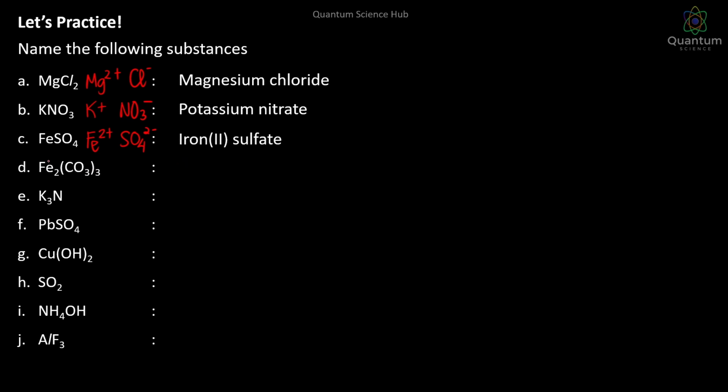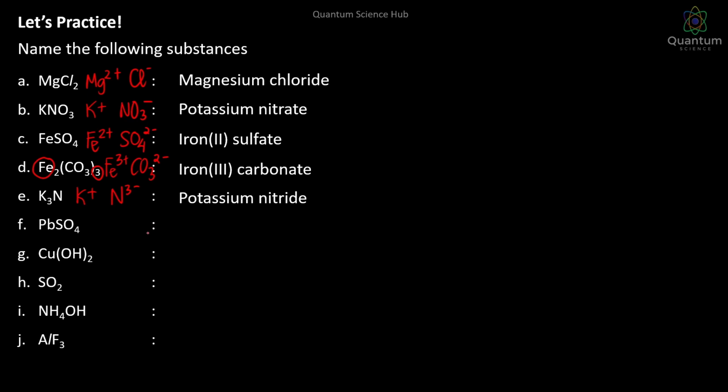And you can see in here, Fe, but here it is 3, right? So it's very clear this is Fe3+ and carbonate is CO3 2-. So the name here is iron 3 carbonate. Next, K3N, so K+ and N3-. So the name here is potassium nitride. Sulfate is always 2-, right? For Pb, it can be lead 2 or lead 4. But here we don't have the 2 in brackets, so the Pb here must be 2+.